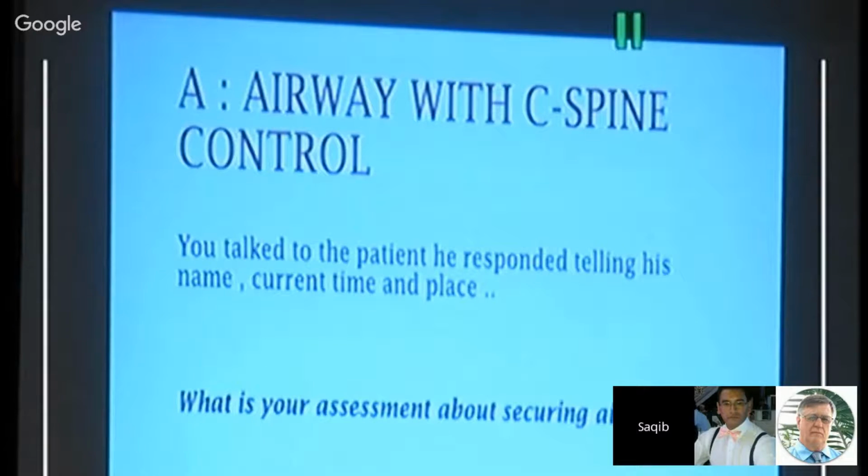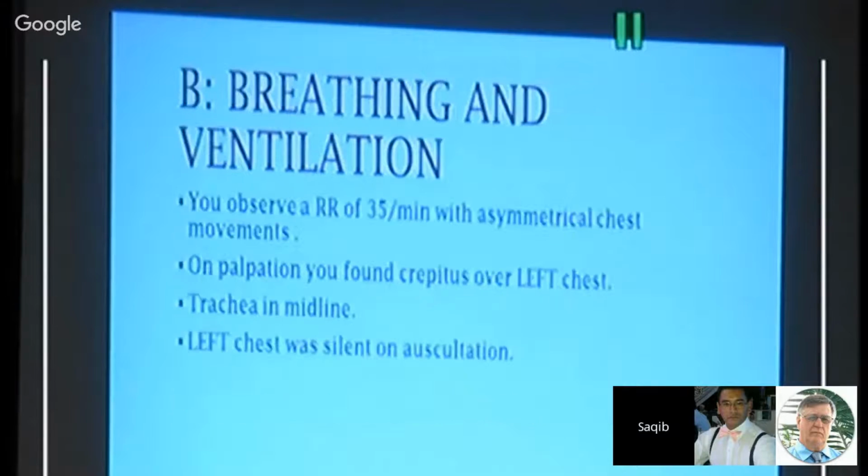Now, is there any problem with the airway in this patient? You talked to the patient, he responded, spoke his name. What's your assessment of securing the airway? Would you put an airway in this patient? No. If somebody talks, is conscious, there's no need to put an airway.